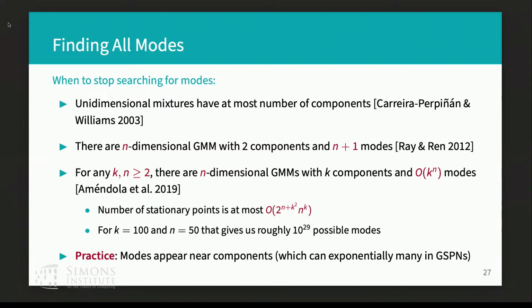Right. Didn't you say in the beginning that we might have infinitely many? Yes, but that's not for Gaussians, right?